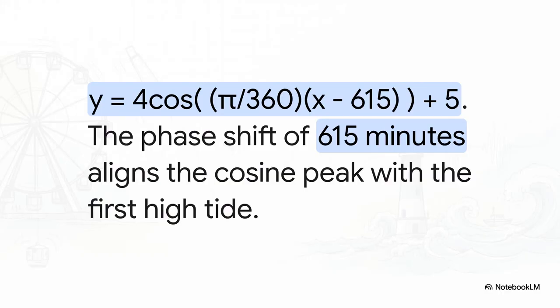And here is our beautiful model for the tide. We're using a positive cosine this time because our data starts at a high point. That weird-looking pi over 360 term comes directly from the tide's 12-hour cycle. And would you look at that phase shift, x minus 615. This slides the peak of our cosine wave perfectly to the right, lining it up exactly with that first high tide at 10:15 a.m. It's awesome.